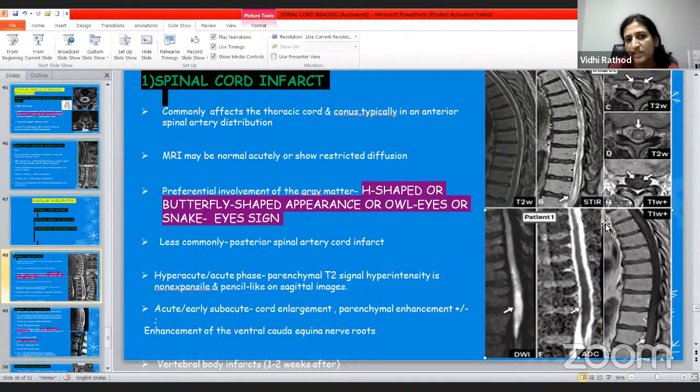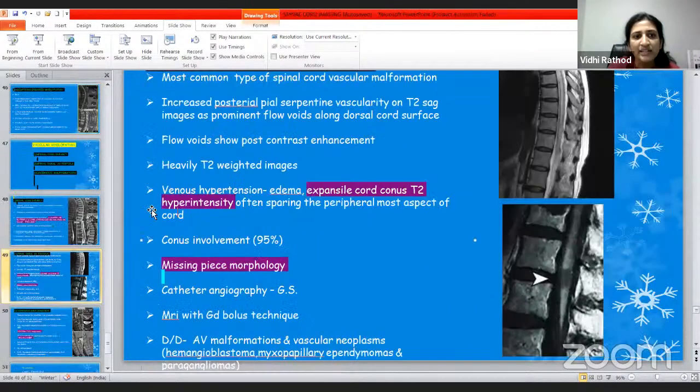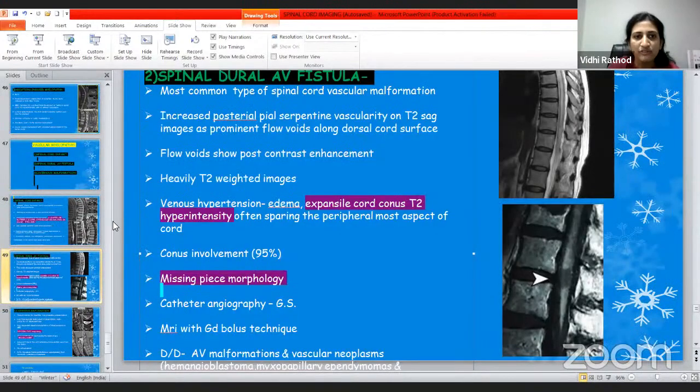Less commonly, the posterior spinal artery is affected. In hyperacute phase of the infarct, we might see T2 signal hyperintensity, which is described as being pencil-like on sagittal images. And in acute stages, we might see cord enlargement and some enhancement. And caudal nerve roots might also be enhancing when there is spinal cord infarct. And 1 to 2 weeks after the spinal cord infarct, we might see vertebral body infarcts as well. Second is spinal dural AV fistulas.